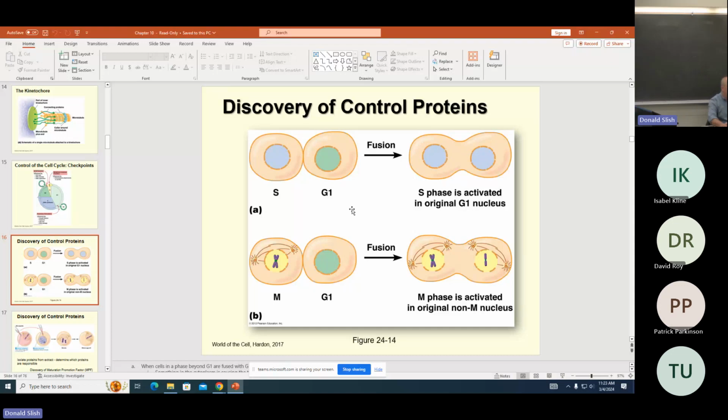And here too, you've got a cell in mitosis and a cell in G1. Now a cell in G1 is not ready to divide, right? It hasn't even duplicated its genome. But when you fuse the two together, the first one makes the second one go into mitosis. So again, there's something in the cytoplasm that's activating this transition.